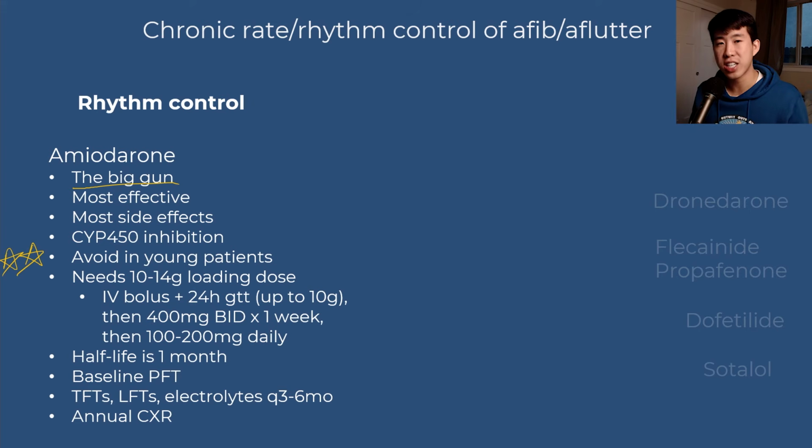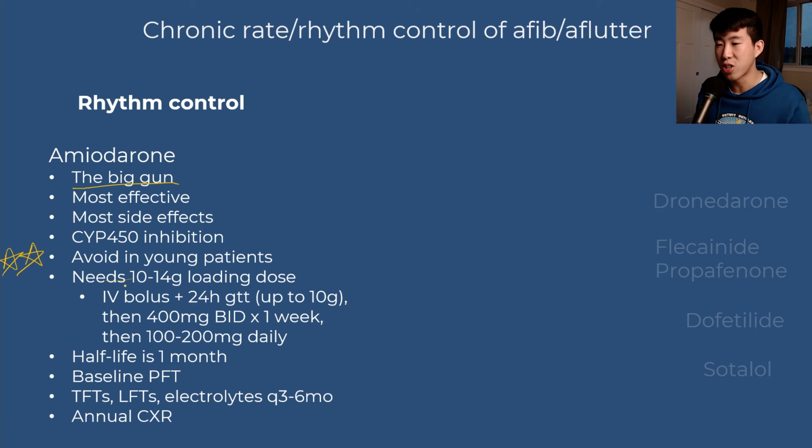If you start this medication in somebody who's 75 or 80 years old, the chance of them developing side effects over time is going to be a lot lower than if you're starting this in a younger 60-year-old patient, because they're not going to be on this medication as long. So the younger they are, the more hesitant you want to be with starting chronic amiodarone.